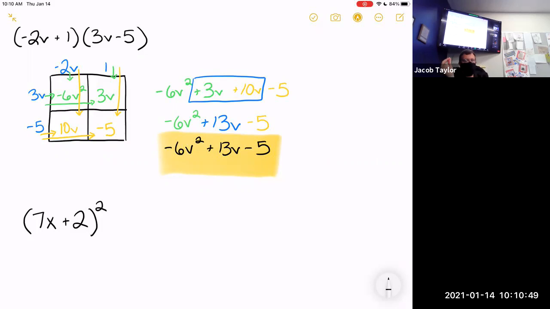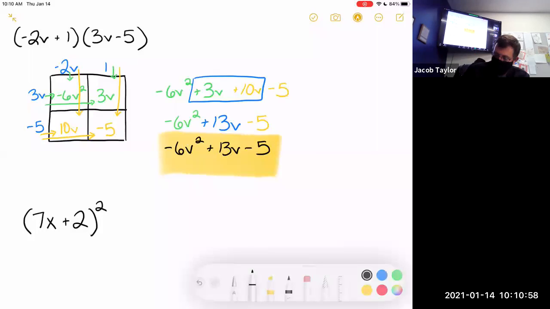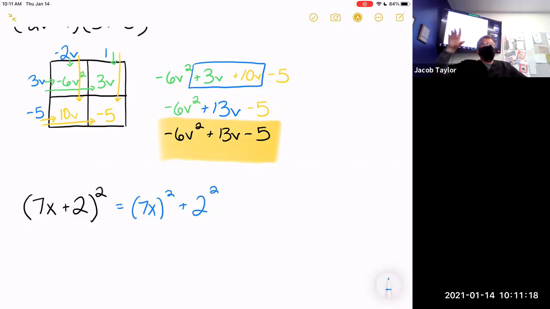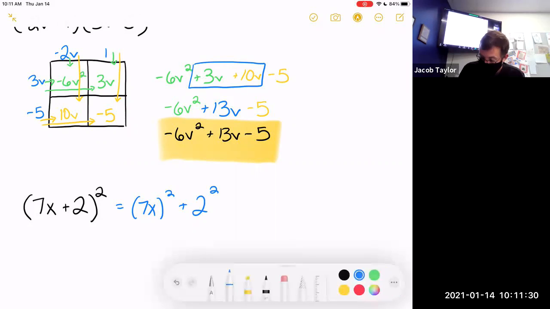Now I just want to take a moment. I'm going to show you one of my biggest pet peeves in the whole wide world. I don't really have pet peeves so much as I have major psychotic hatreds. If you look at this problem, 7x plus 2 squared, and you look me in the eye and you tell me that it's 7x squared plus 2 squared, it's on. I'm coming for you. I'm coming for your whole family. And I won't stop until everyone you love knows that this is wrong.